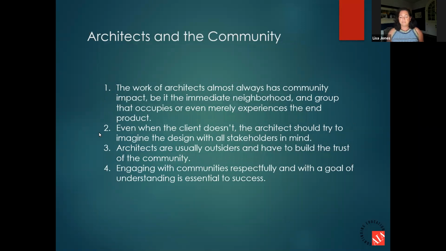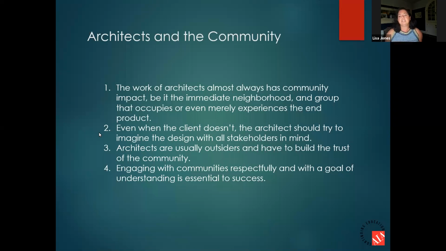Architects in the community. Because of the type of work we do, almost everything we work on has some sort of an impact on the community. It could be the immediate neighborhood around the work site, or it could be related to all the individuals who are going to occupy our project, or any random passerby who may encounter our project or building at any time, even if they're not generally a part of that community.